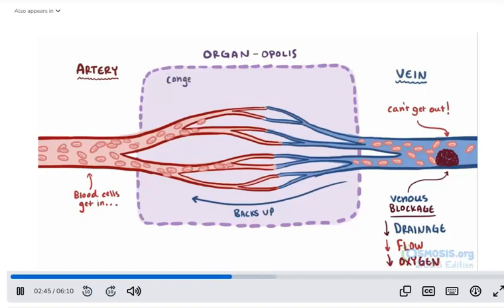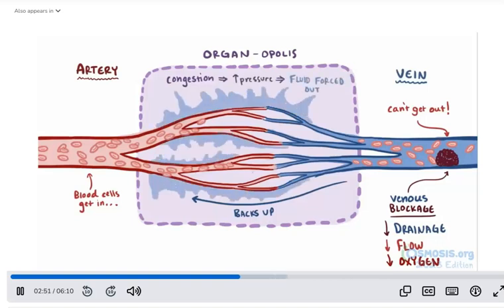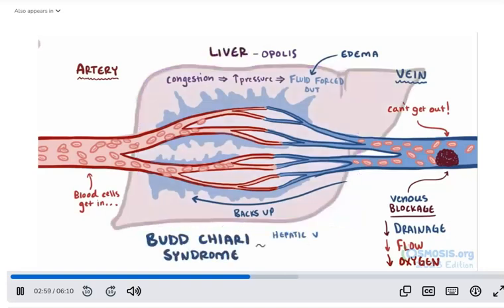Thinking about an organ, it might get so congested that pressure can rise, causing fluid to get forced out of the blood vessels and into the tissues, generating edema. This whole example is very similar to Budd-Chiari syndrome, where the hepatic veins that drain blood out of the liver are blocked by a thrombosis, or a clot. And now blood can't flow through the liver, and the liver tissue becomes ischemic and can lead to liver edema and hepatomegaly, or enlargement of the liver.